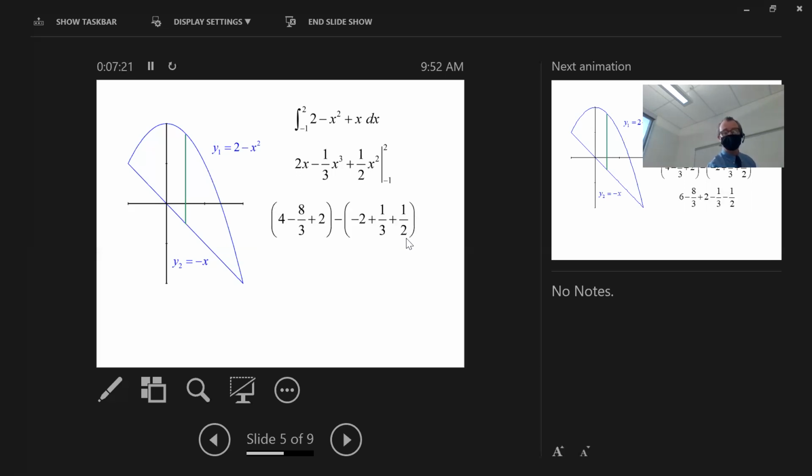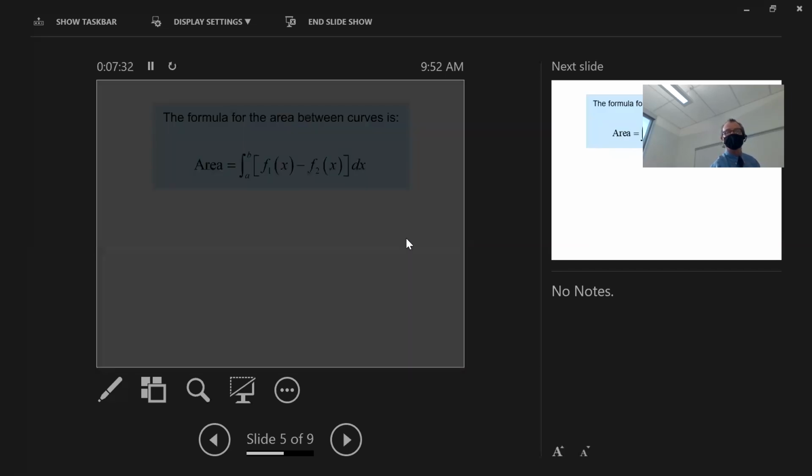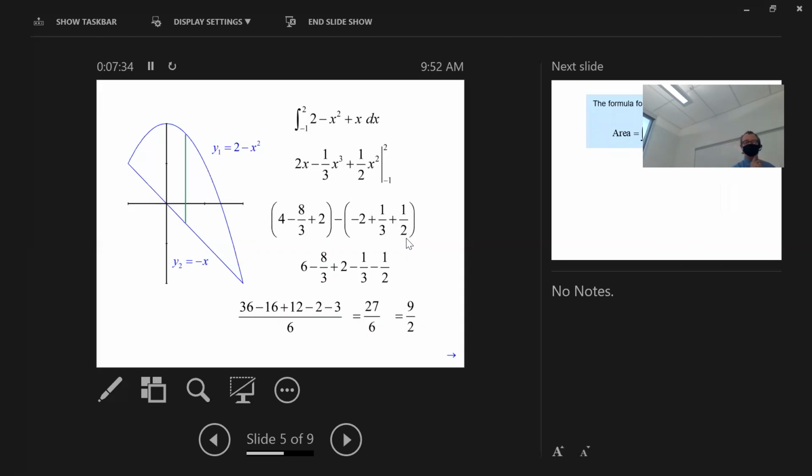Put 2 in there for x. Subtract, put -1 in there for x. And you get 9/2. What does that mean? The area between the curves is 4.5 units squared.